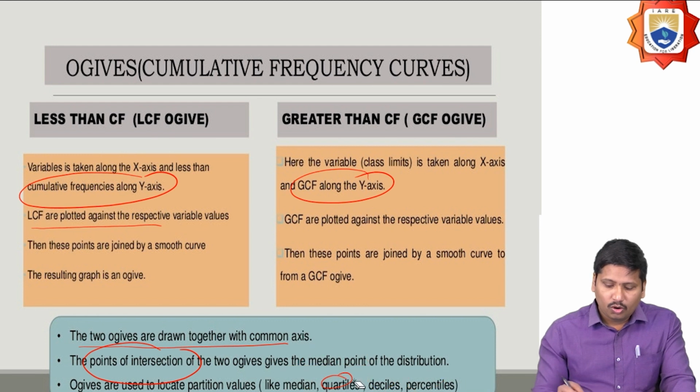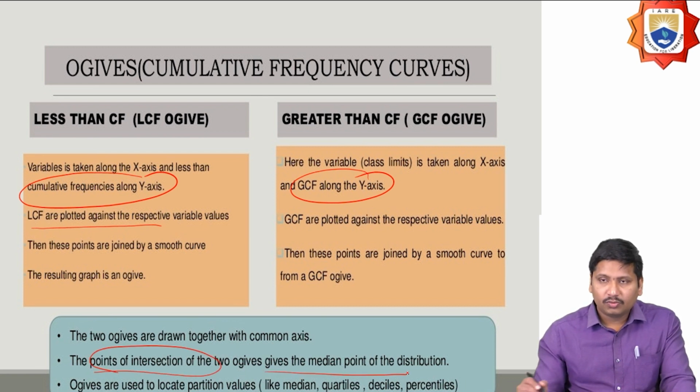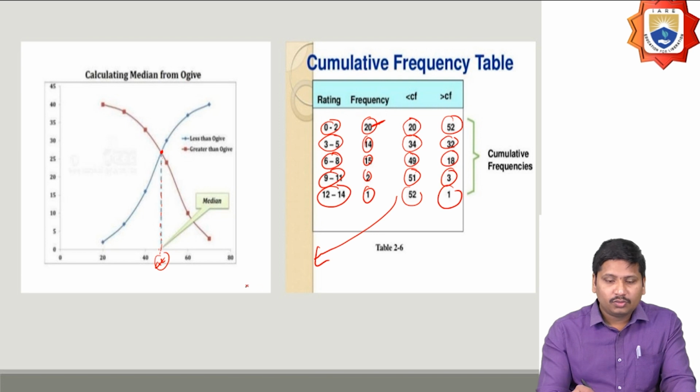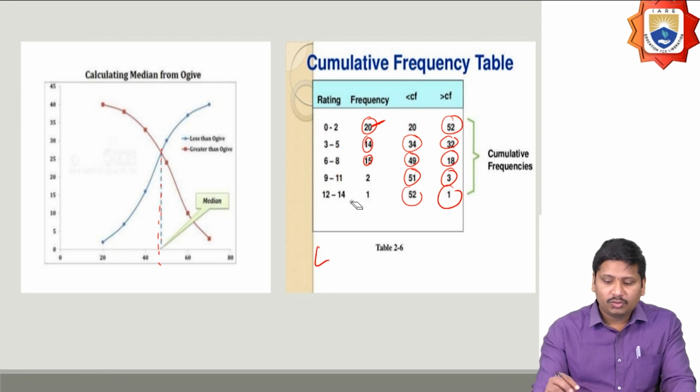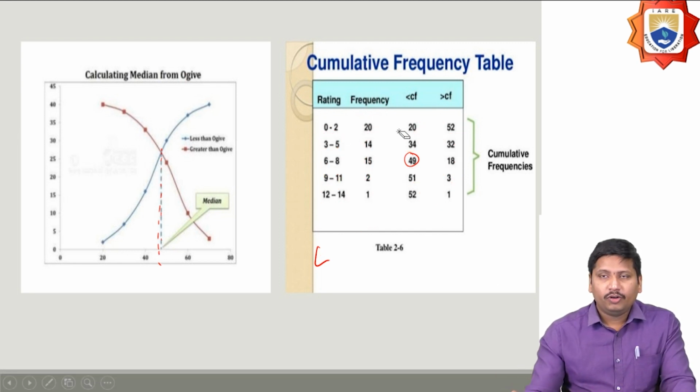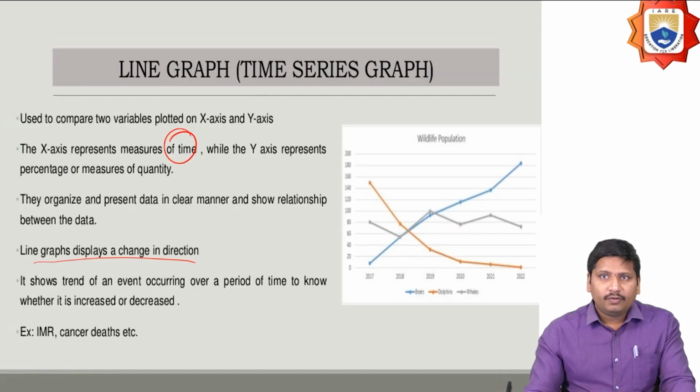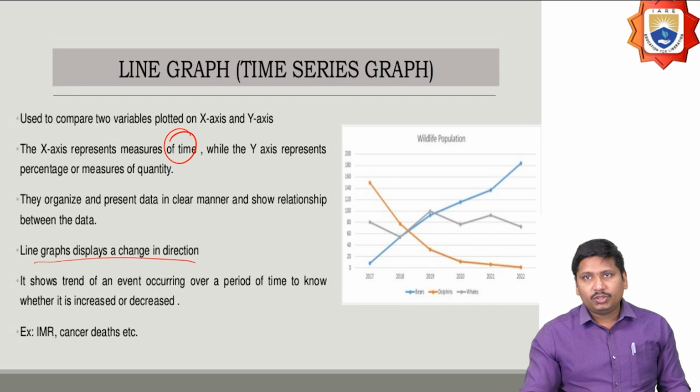Once we obtain the less than OGIVE curve and the greater than OGIVE curve, a point of intersection will definitely occur, and that is the median point of the distribution. The OGIVEs are used to locate partition values like median, quartiles, deciles, and percentiles. This is the less than OGIVE curve and this is the greater than OGIVE curve. The point of intersection of both is what we call the median of the distribution, and it is obtained from the cumulative frequency table. And the line graph is obtained through a time series of data.